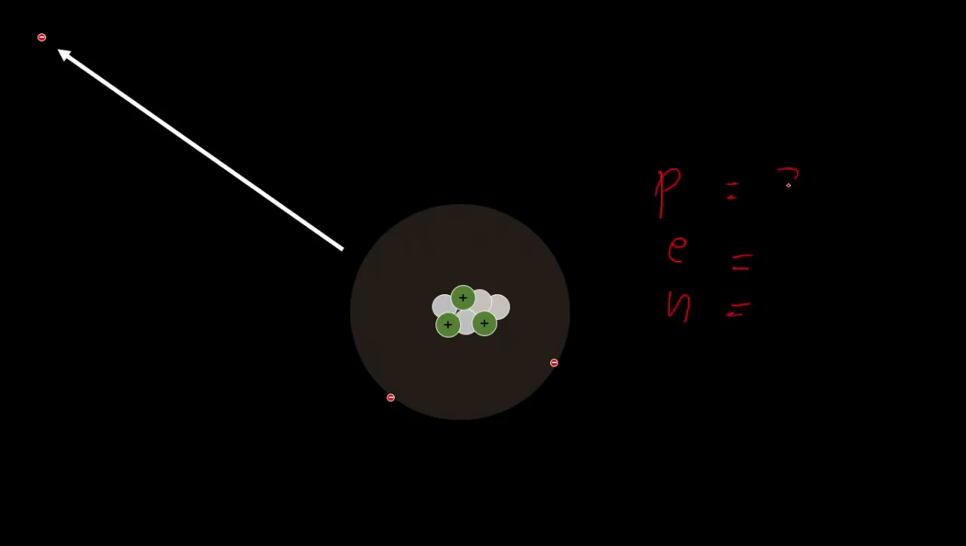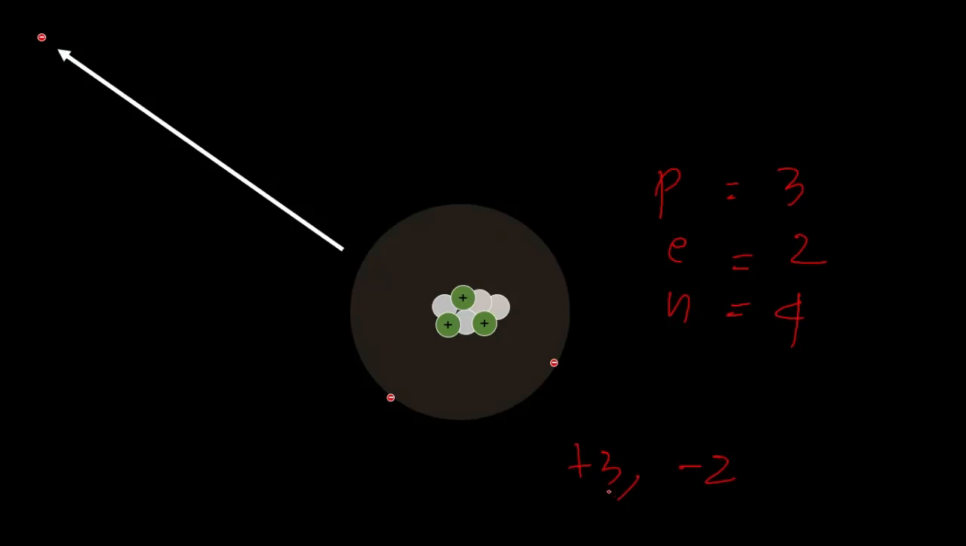Protons, 1, 2, 3 pa rin. In this case, only 2 electrons are left. And neutrons, 1, 2, 3, 4. Let's identify the charge of this thing. So we have 3 protons, it means positive 3, and 2 electrons, negative 2. What is the charge of this atom? Is this atom still neutral?